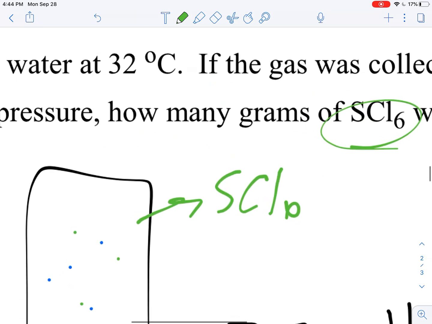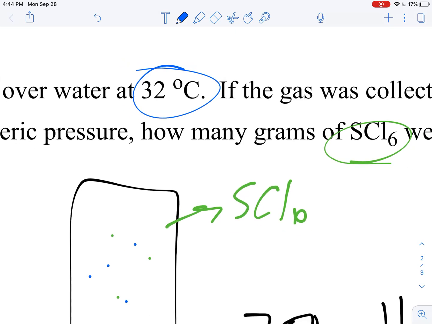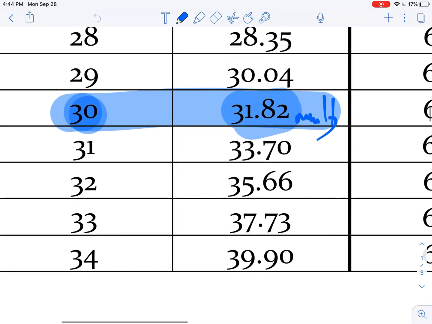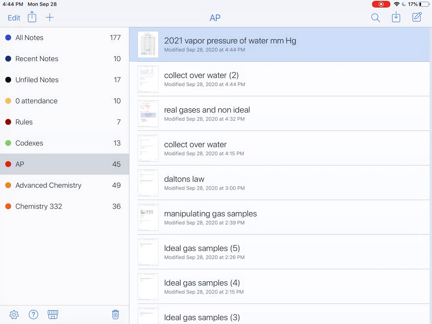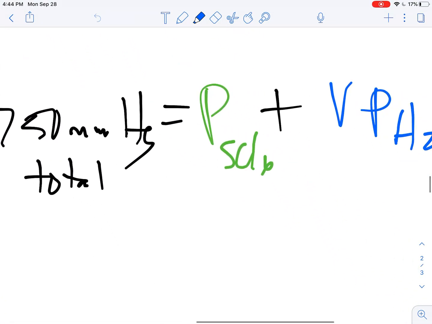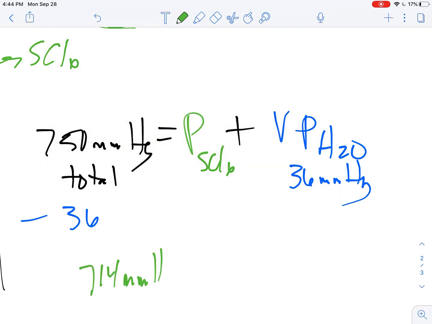All I got to do is look up the blue, because I told you that it was 32 degrees Celsius. So because it's 32 degrees Celsius, I can come back to here and look up 32 degrees Celsius, and I can see that it's about 36. We'll call it 36 between friends. So I'm going to call this about 36 millimeters of mercury, give or take a smidge. I'm going to subtract out my 36 here, and I'm going to end up with about 714 millimeters of mercury of the SCl6.